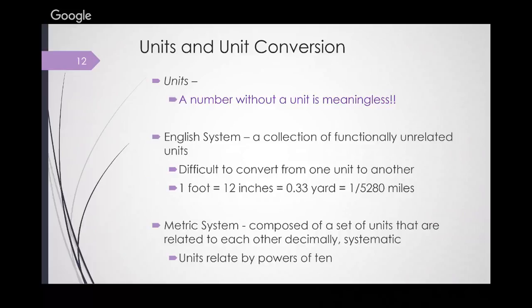In the metric system, however, we're composed of a set of units that are related to each other decimally, and it's systematic. So they're all related by some power of 10, which means that we can employ scientific notation, or we can simply just hop our decimal points around when converting between one metric unit and another metric unit.